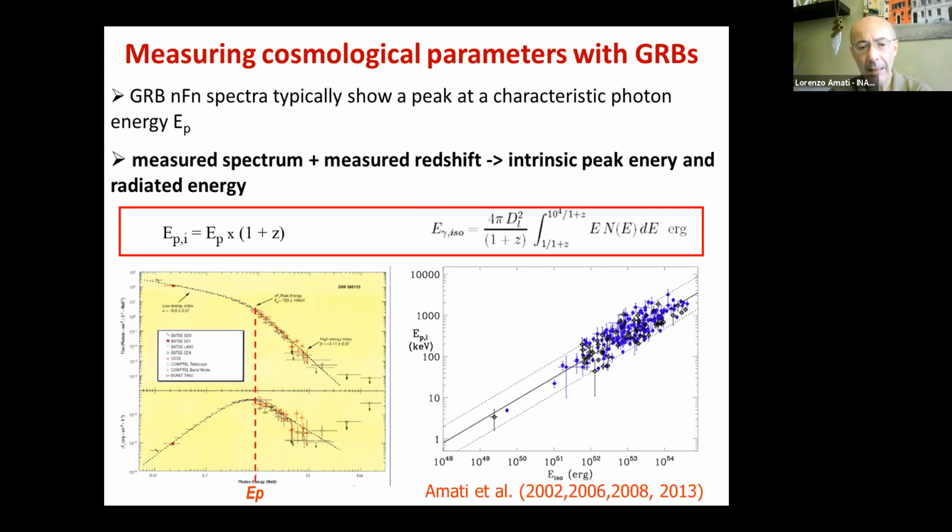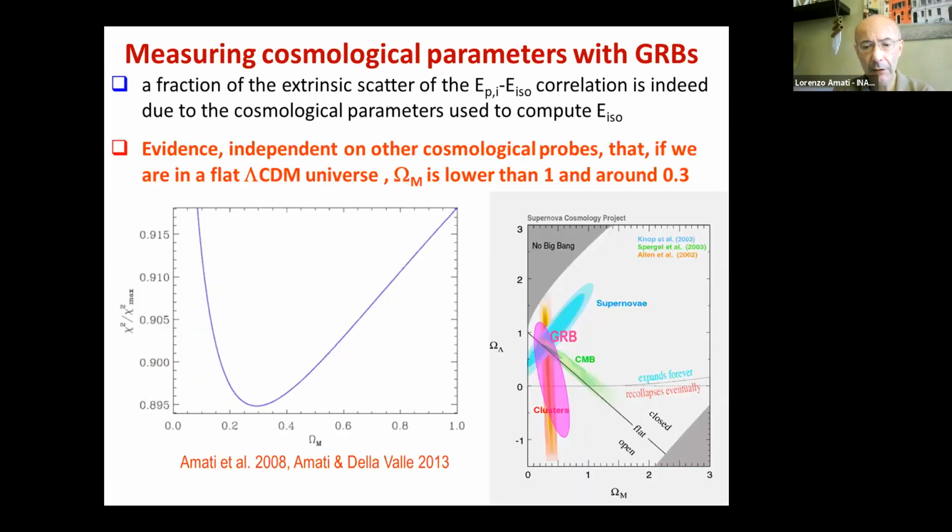Here, we exploit the correlation between the spectral peak energy, as you can see on the left. The typical spectra of gamma ray bursts show a peak, and the photon energy at which there is this peak is called the spectral peak energy, which correlates, as you can see on the right, very well with the radiated energy and peak luminosity. So we can exploit this correlation, and actually this has already been done.